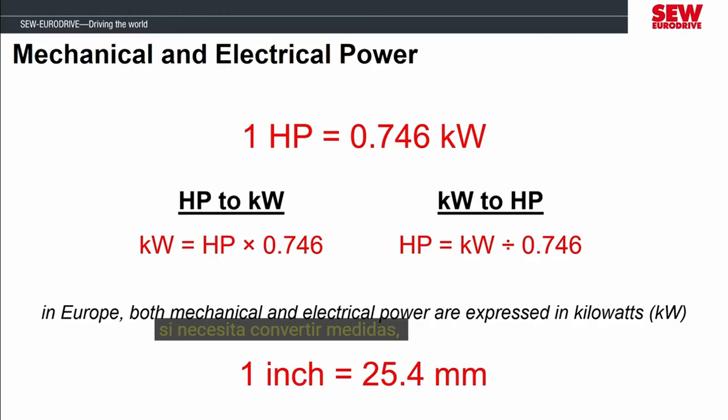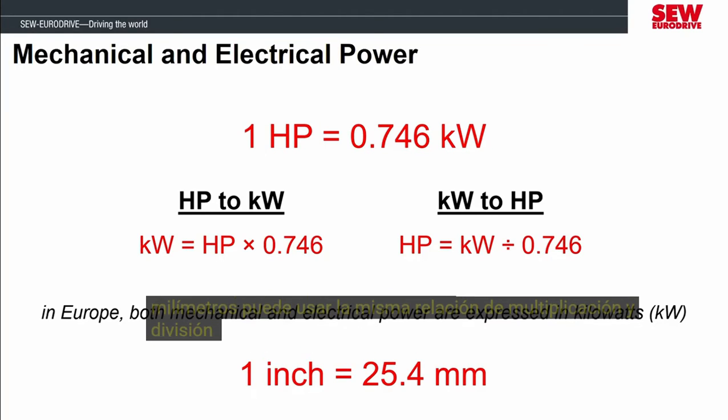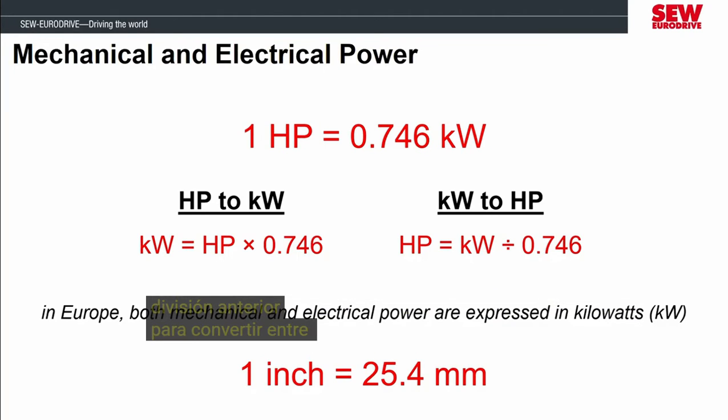If you need to convert measurements, the relationship from imperial to metric is 1 inch is about 25.4 millimeters. You can use the same multiply and divide relationship above to convert between these units as needed.